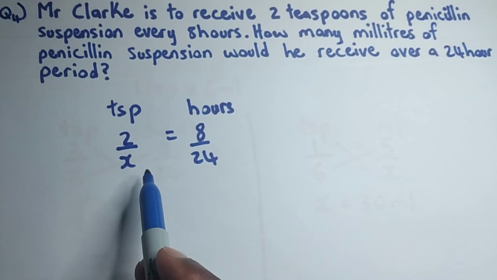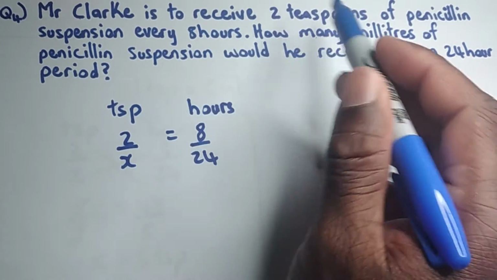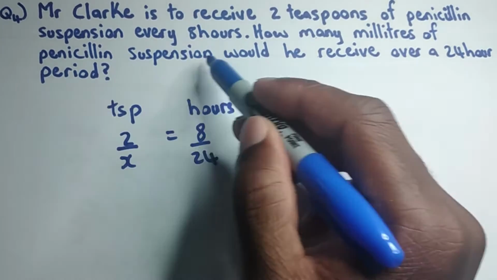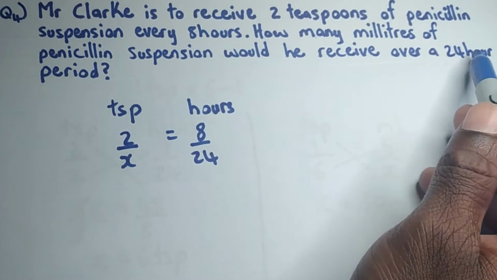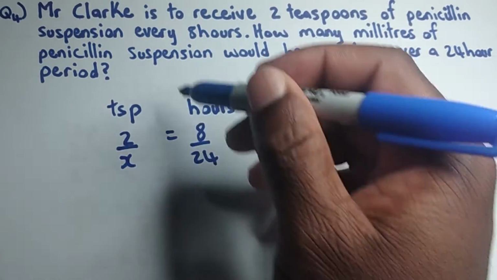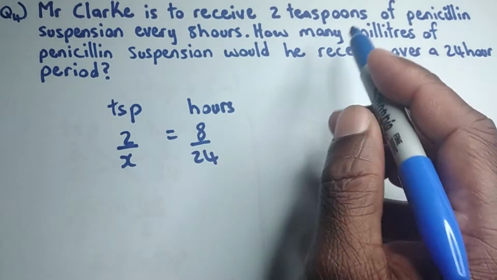So what we're going to do first is to find out how many teaspoons of penicillin he would receive over a 24-hour period. Then we'll convert that amount of teaspoons to milliliters.